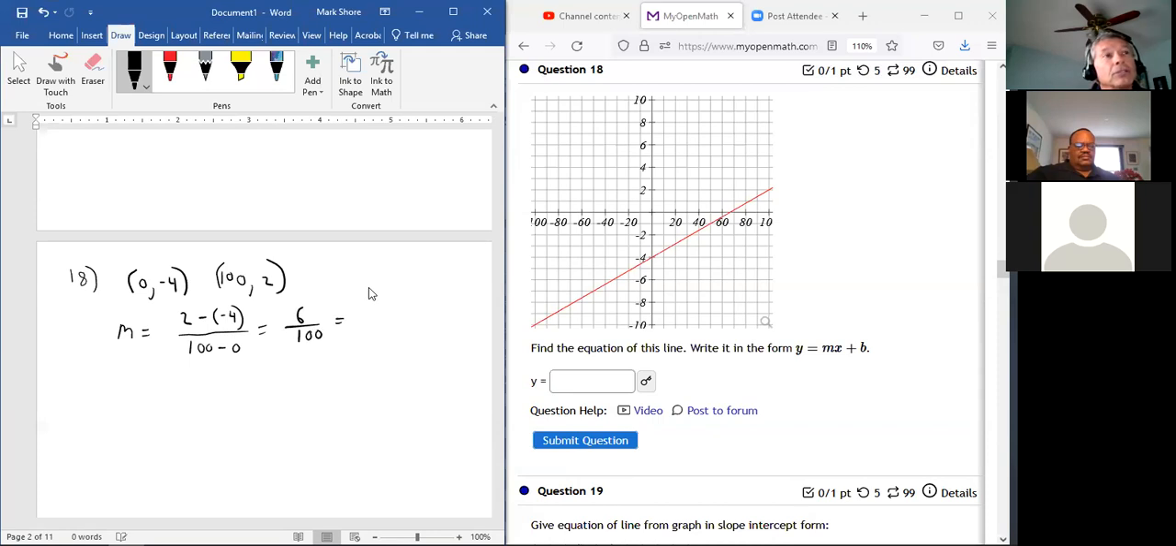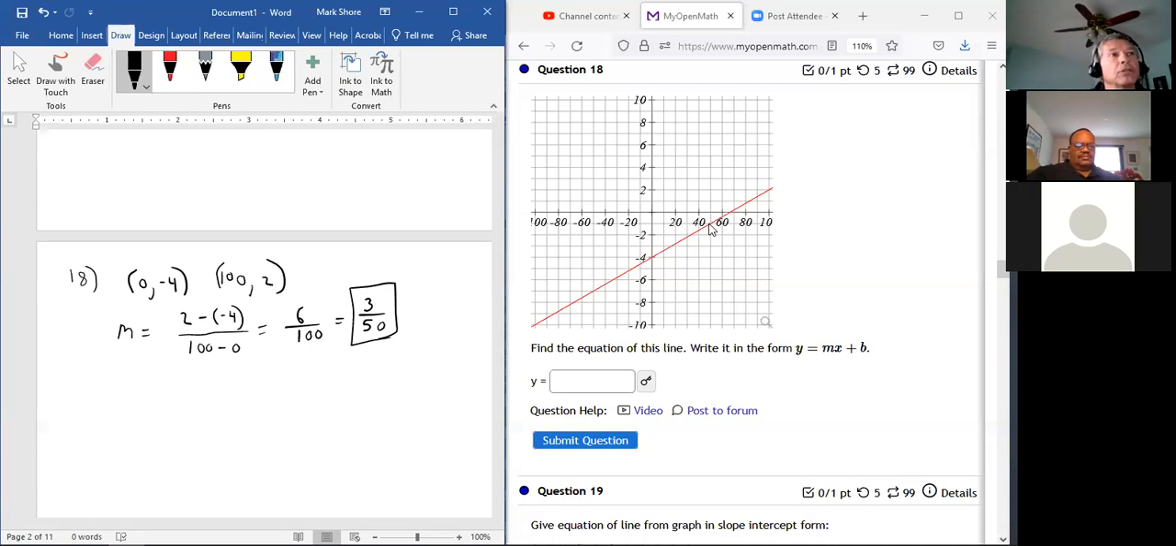And so you can reduce this down a little bit. 2 goes into 6 3 times and 2 goes into 100 50 times. So that's my slope there, 3/50. That's why it hit on this point right here, because it rises from any point, like at this -4 right here. It rises 3 to get you to -1 and runs 50. So this point right here at (50, -1) is actually on the graph.